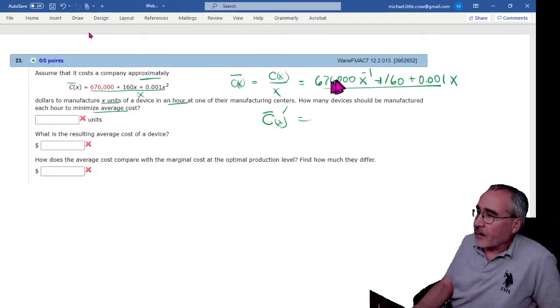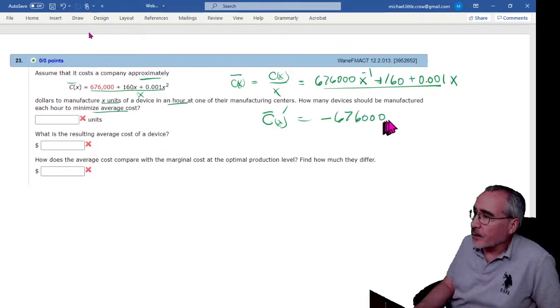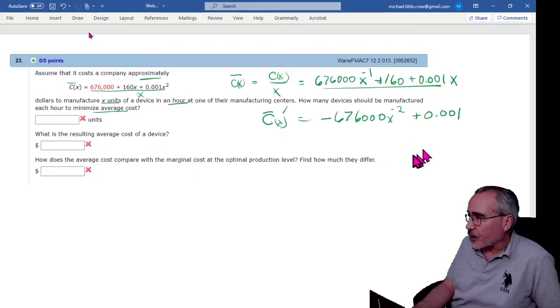And so the negative 1 comes down. 676,000. Subtract 1 from the exponent. That becomes x to the minus 2. Derivative of 160 is 0 because it's a constant. And then the derivative of the 0.001x is just going to be plus 0.001 x to the 0 power.